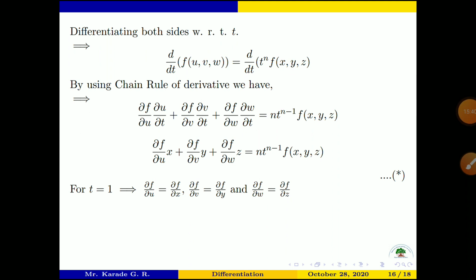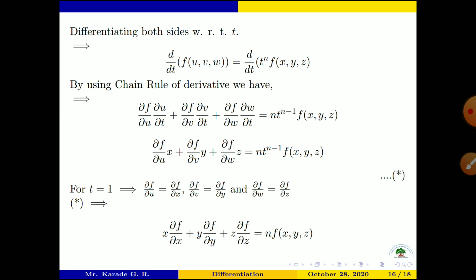Now for t equal to 1, ∂f/∂u becomes ∂f/∂x, ∂f/∂v becomes ∂f/∂y, and ∂f/∂w becomes ∂f/∂z. Thus equation star becomes x into ∂f/∂x plus y into ∂f/∂y plus z into ∂f/∂z is equal to n into f(x, y, z). So this is our Euler's theorem in case of three variables.